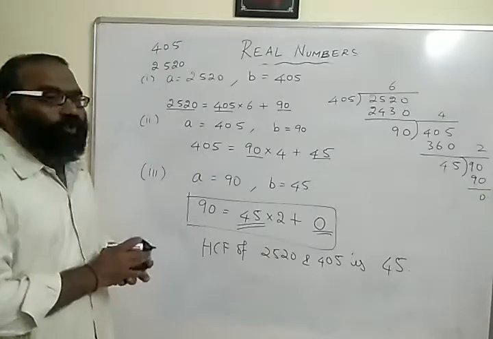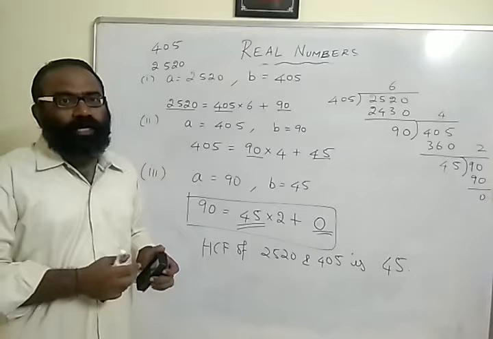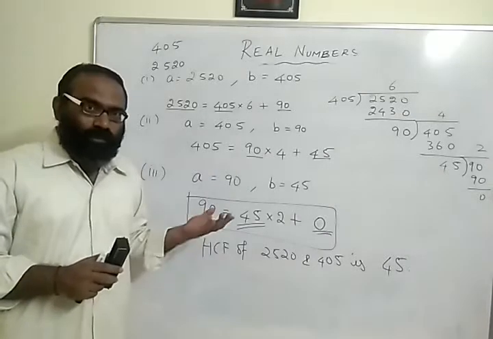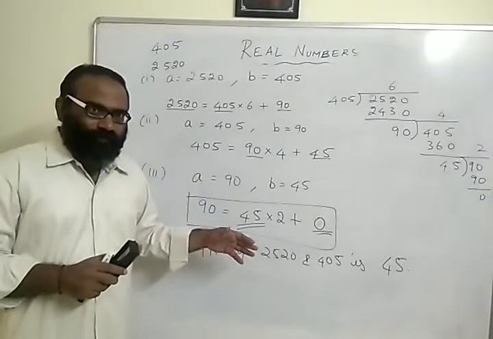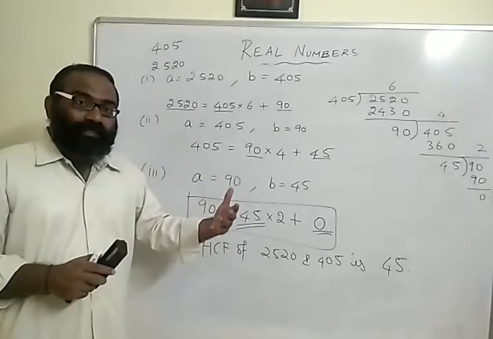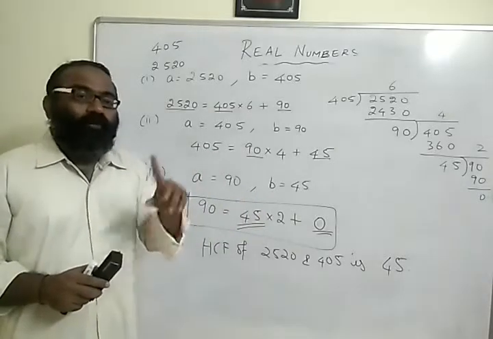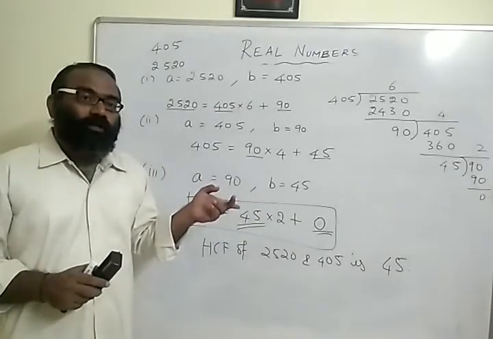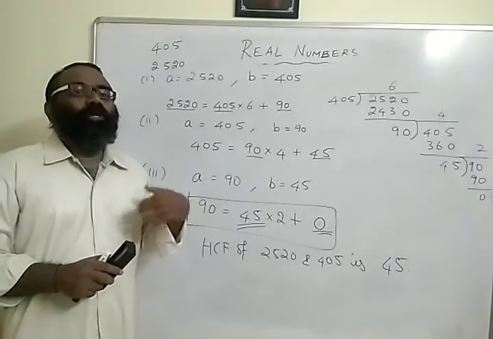Now suppose you get three numbers and you're asked to find the HCF of them. First take any two numbers and, using Euclid's division algorithm, find the HCF. And after that, in the second step, take that HCF and the third number and, using Euclid's division algorithm, again find the HCF. So I hope you understood.